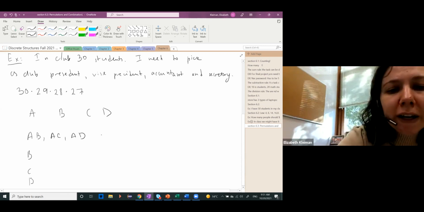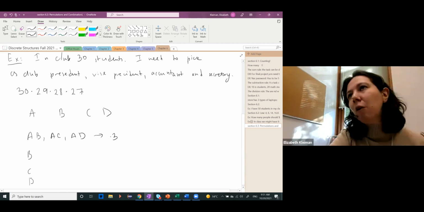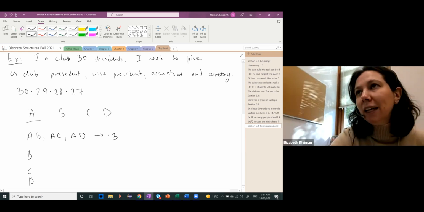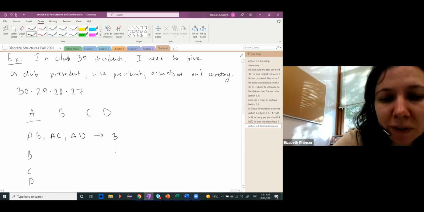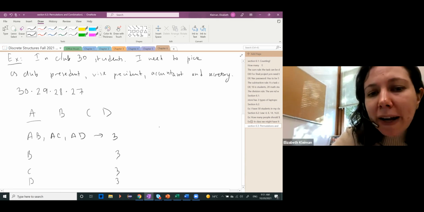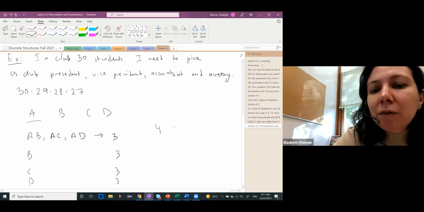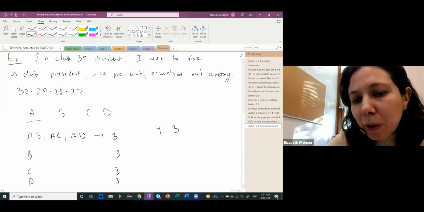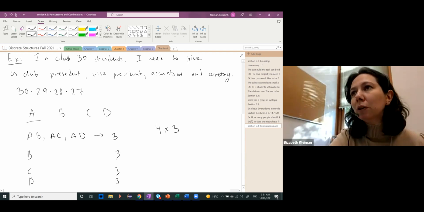So for my very first pick, I still have 3 options, correct? After I picked 1, I still have 3 options left, correct? So it's going to be 3 here for each one. So actually, I have 4 ways of picking the first one, 3 ways of picking another one, and this is going to be multiplied. Do you see? This is the product rule.